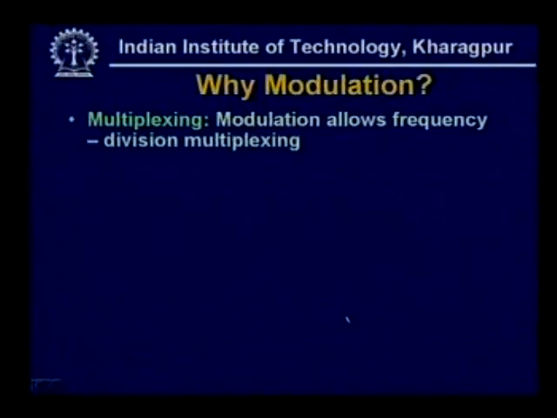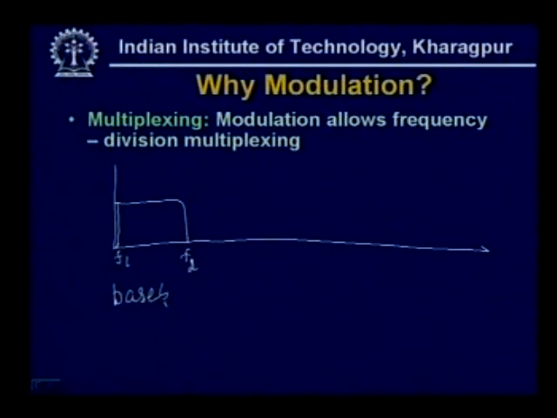The third benefit is multiplexing. As you have seen, whenever you do multiplexing, suppose here is your original signal having bandwidth, let us assume, f1 to f2, where f1 is very close to 0. This signal is usually called the baseband signal. Now, you translate it to a frequency, say from f1 dash to f2 dash.